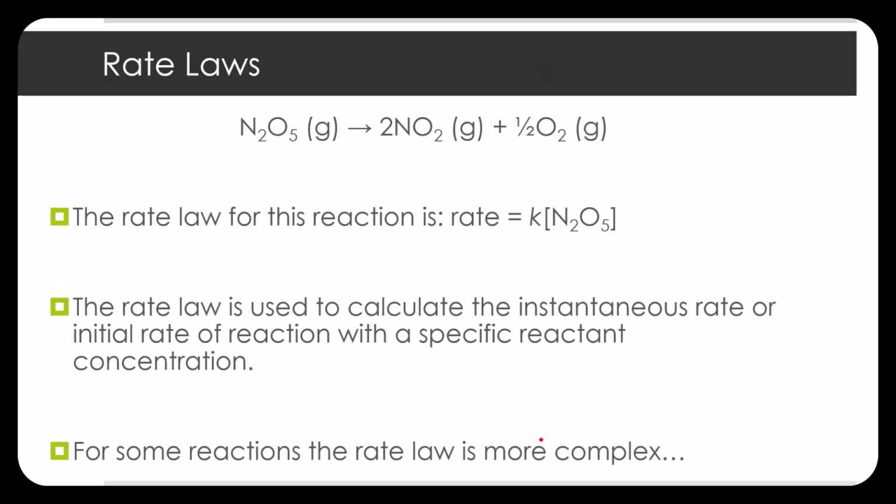All right, so let's take a look at this example. For this particular reaction, I have determined experimentally that this N2O5 is a first order reaction. So I would write the rate law as such: rate equals k times the concentration of my reactant. And then again, that 1 in this case is implied. If it was a 0, there would be a 0 there. If it was a 2, there would be a 2 there. Okay.